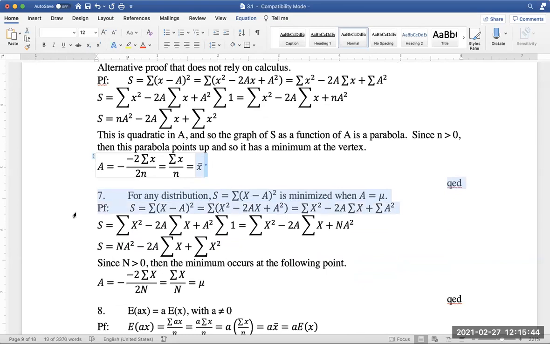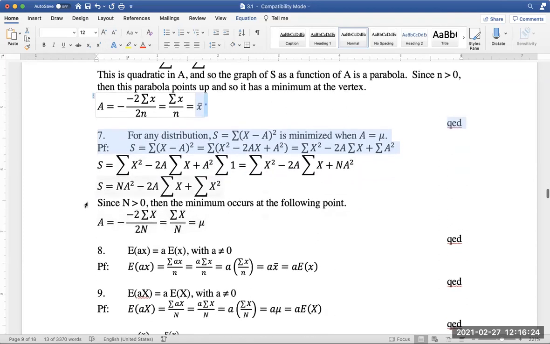S is equal to the sum of (x minus a) quantity squared, by the special product formula. (x minus a) squared is x squared minus 2ax plus a squared. By the properties of summation, this is equal to the sum of x squared minus 2a times the sum of x plus the sum of a squared. Bring the a squared out in front of the summation. The sum of 1 is n. So S is equal to n a squared minus 2a sum x plus sum x squared.